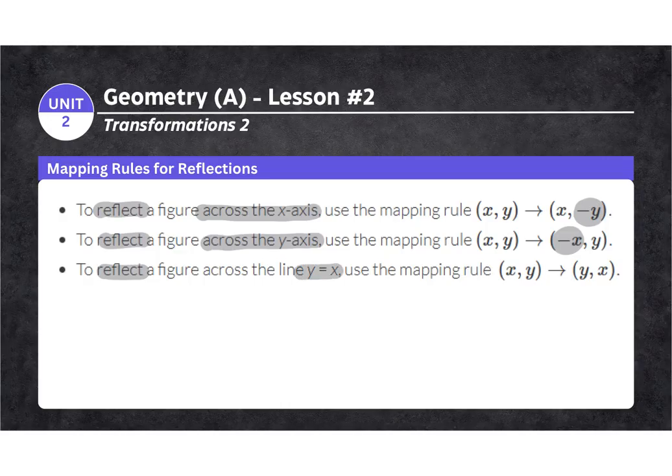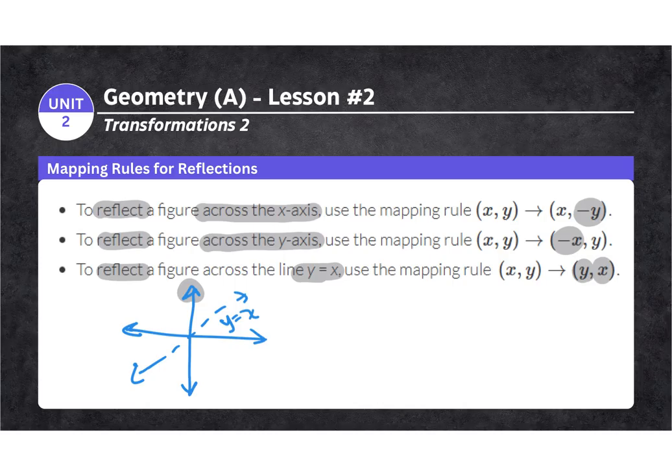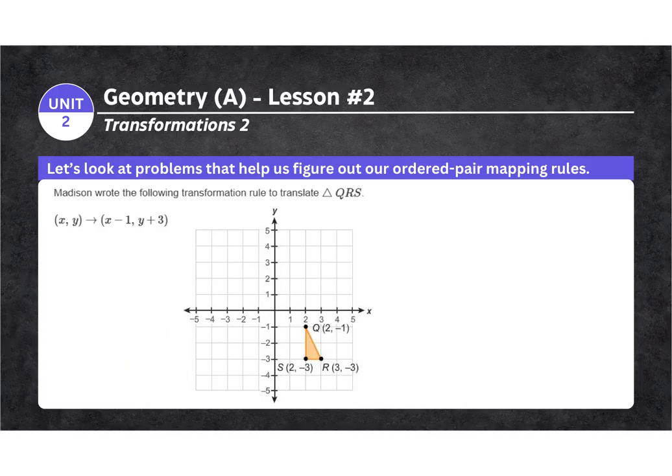And if you reflect across the line y equals x, so just to understand what that is, that would be if you had a coordinate plane and that line is right here. So that's y is equal to x. You would simply flip the coordinates. So your x becomes your y and your y becomes your x. The next transformation I wanted to talk about is translation.